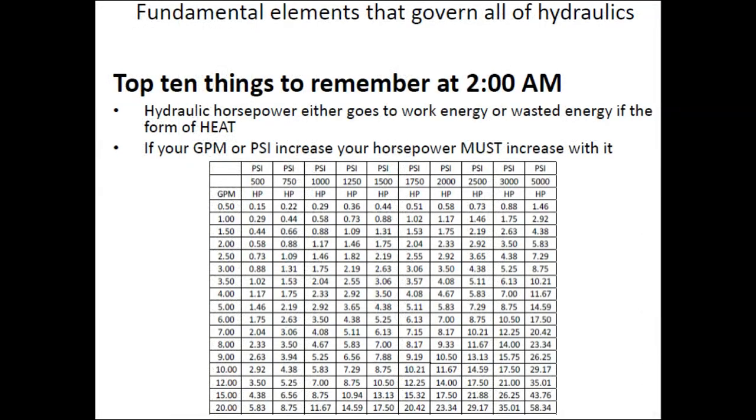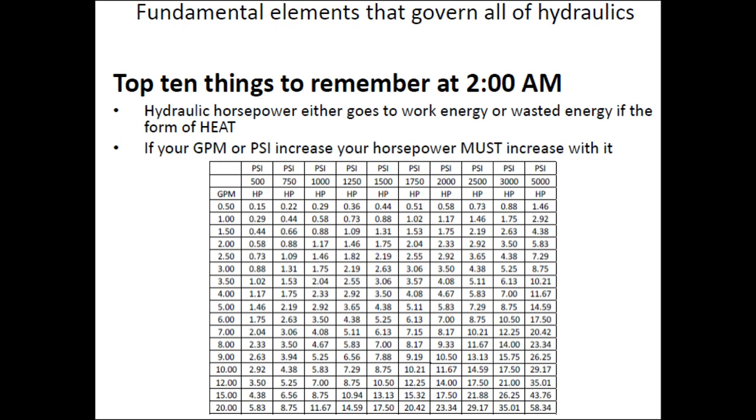Alright, what I wanted to use this chart for is in hydraulic systems, a lot of times people have problems with electric motors kicking out and nobody knows why. I'm going to do something to prove that to you here on this chart. Horsepower is calculated with gallons per minute times pressure divided by 1500 psi, which is a constant. So what that means is if your gallons per minute increases or your pressure increases, your horsepower has to go up with it.